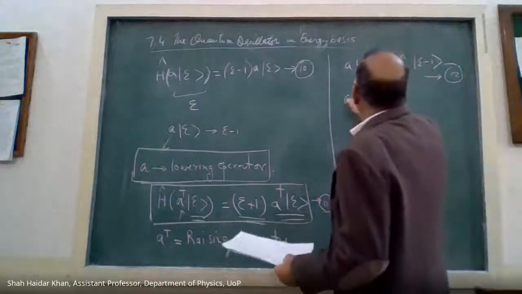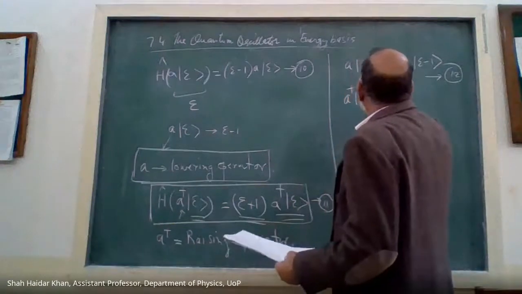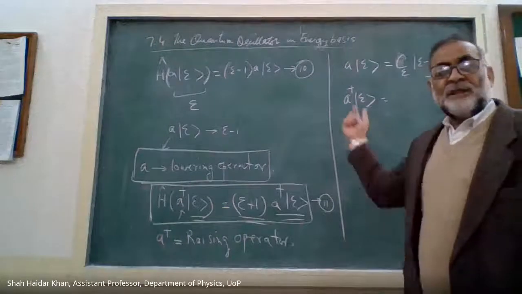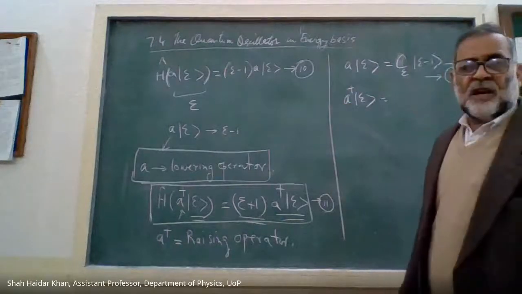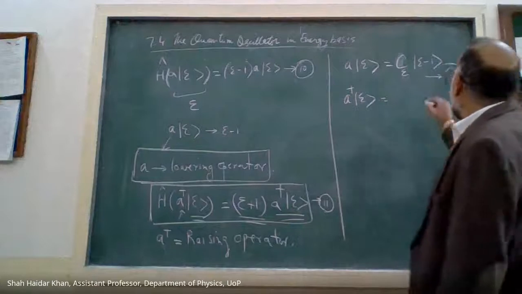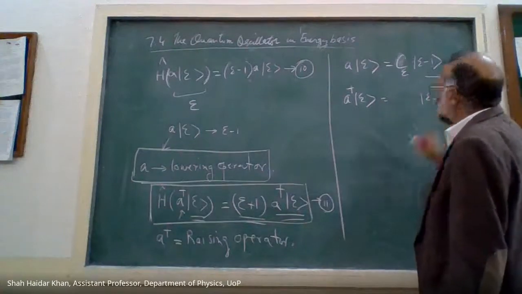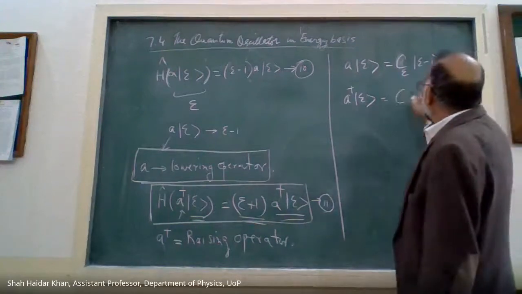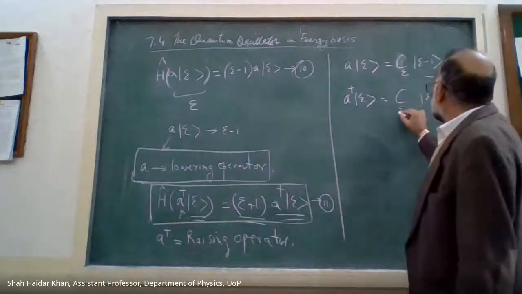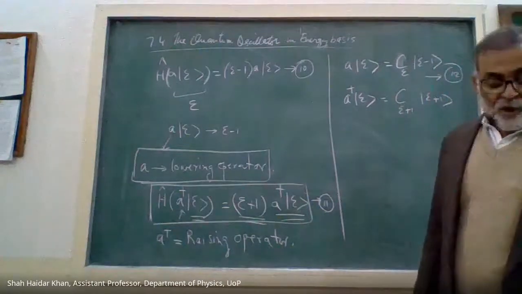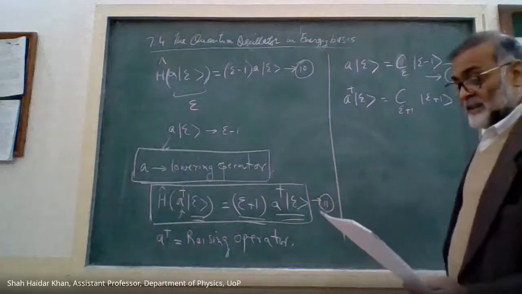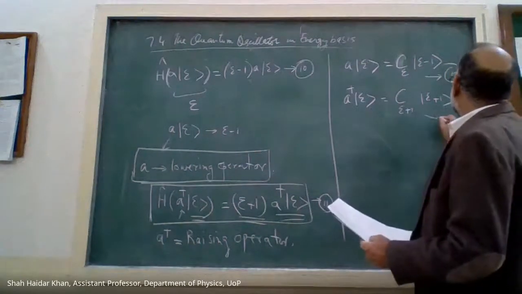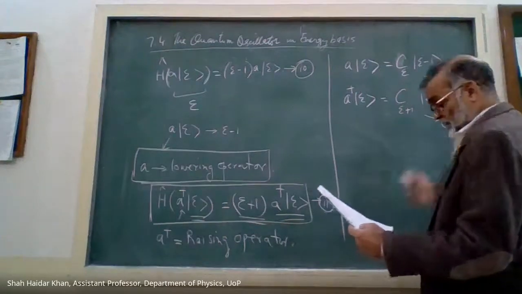Similarly, we say A dagger is applying the raising operator. Suppose it acts on it, it gives us the new state epsilon plus 1, with some constant, and that constant is related with epsilon plus 1. Then this is equation number 13, right?